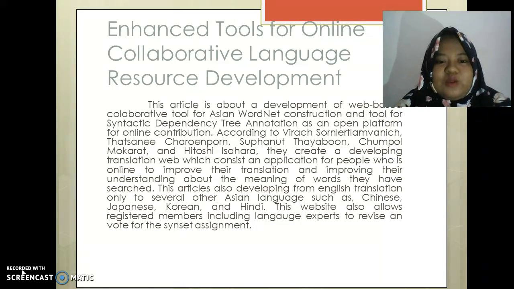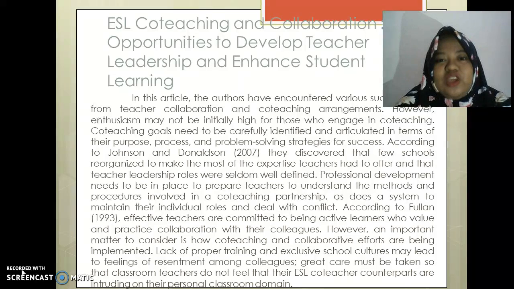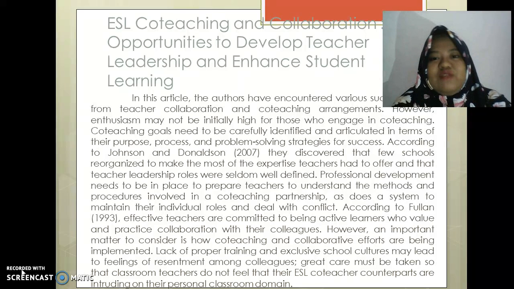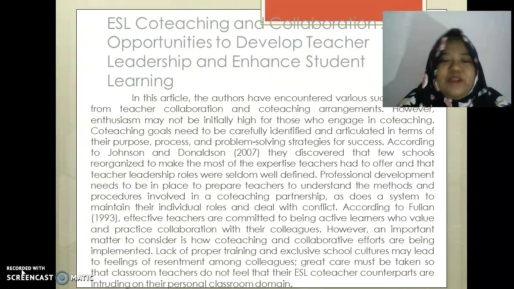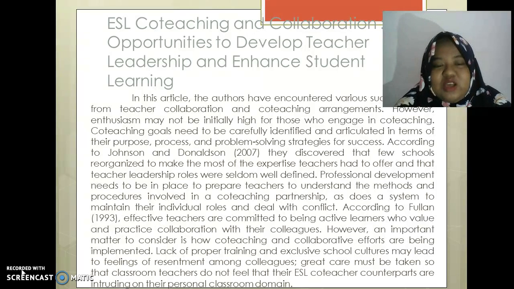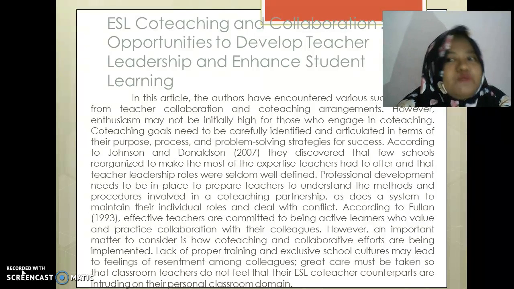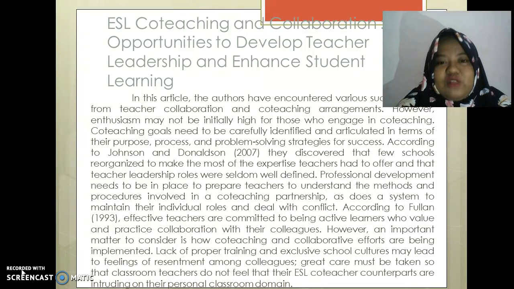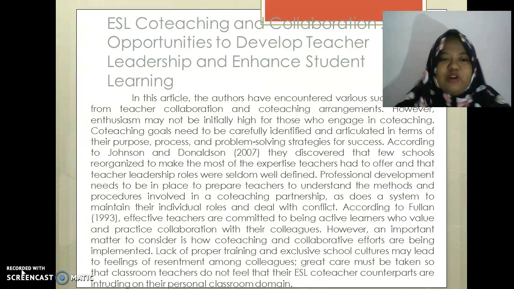And the second one is ESL co-teaching and collaboration opportunities to develop teachers' leadership and enhance students' learning. This article is about the experience of the authors that if we want to have a better ability in teaching, we should collaborate, or we could collaborate one method to another method, and we can also make a group of teachers. So in that group, each teacher could share their problems or their methods.